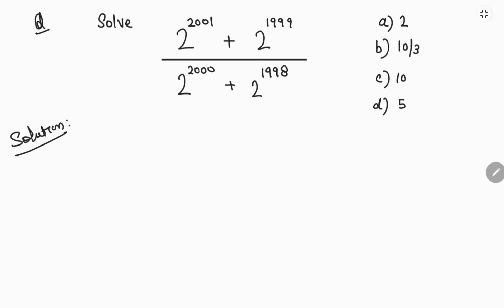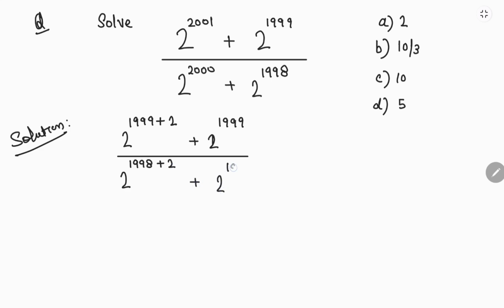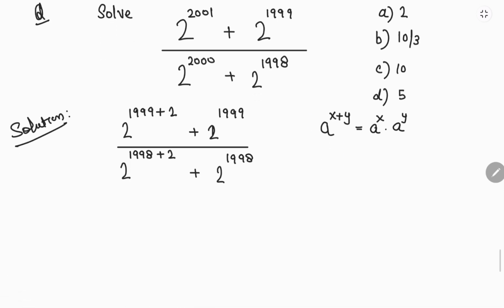First I can write this 2001 as 1999 plus 2, plus this can be written as like this only. And in the denominator we can write this 2000 as 1998 plus 2 and plus 2 raised to power 1998. Now there is a rule that says a raised to power x plus y can be written as a raised to power x times a raised to power y. This is the rule of exponents.